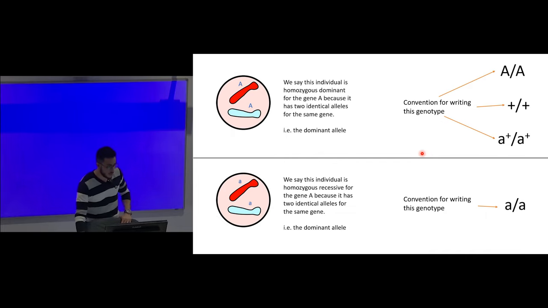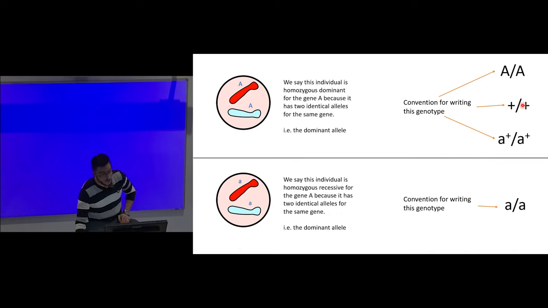So if we look at this, let's say, for example, the zygote that was produced has one chromosome from dad that is big A, one chromosome from mom that is big A. So then we say that this individual is homozygous dominant for the hair color gene A because it has two identical alleles, which are variations of the same gene. Two identical alleles. So the way we write this is on the right here. So you can either write big A slash big A, which just means two alleles of the same gene, one from dad, one from mom.